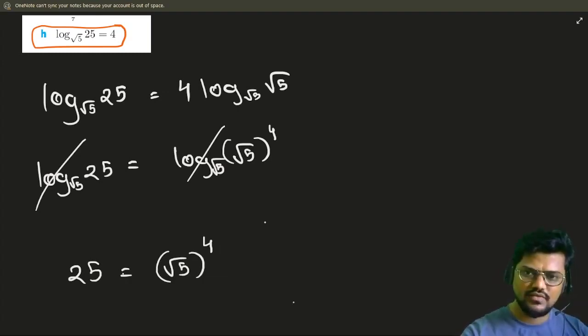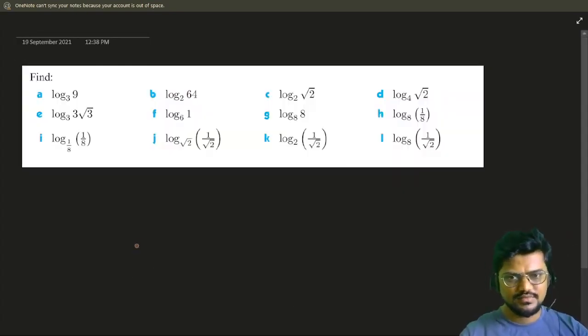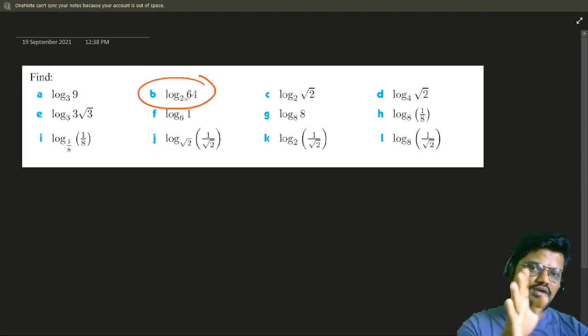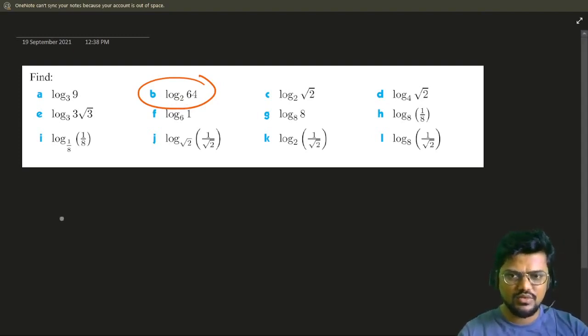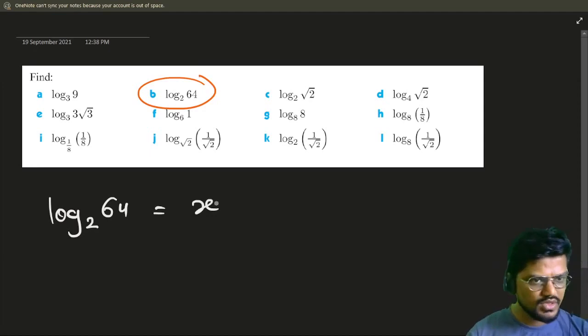Yeah. If they ask to find the values of, now see, 2 to the what is the meaning of this? 2 to the power of what is 64? Okay, but if we need to find the value of this, what we will do? Log of 64 to the base 2. Let's equate this to x. Okay, then we'll find the value of x.